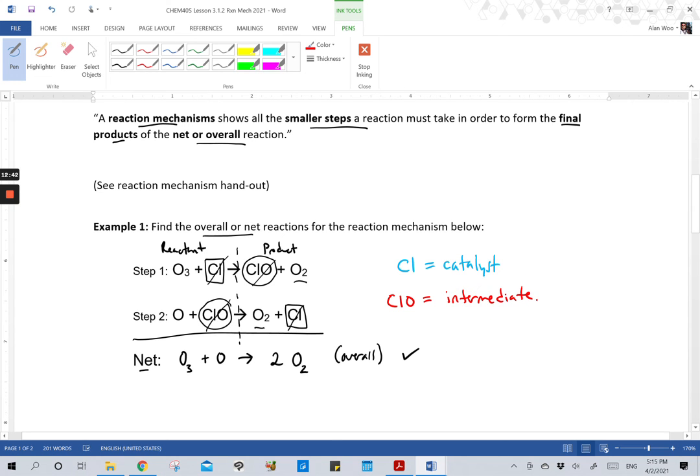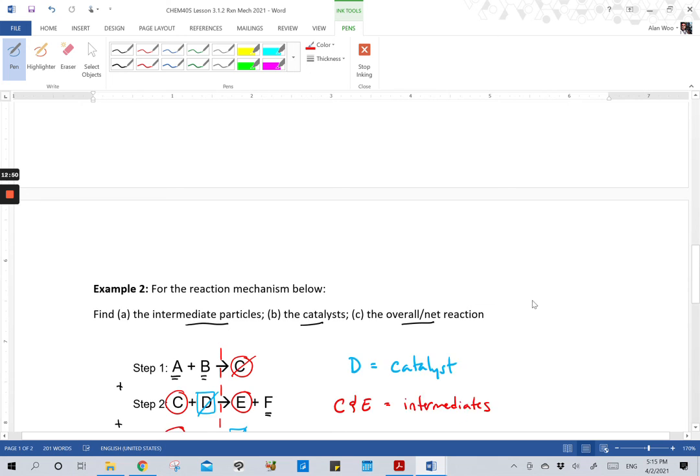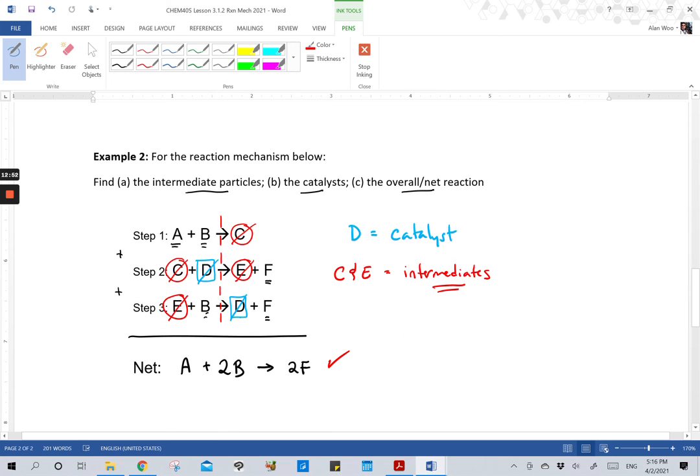Now, there's no rule that suggests that there always has to be a catalyst. A catalyst can be put into a reaction, but a catalyst is always something that's optional. So if you do a reaction mechanism and you don't find a catalyst, that's okay, because there might not be one. However, there are always intermediates. Intermediates are what connects the different steps together to make up your final products. So intermediates must always be present in the reaction mechanism.